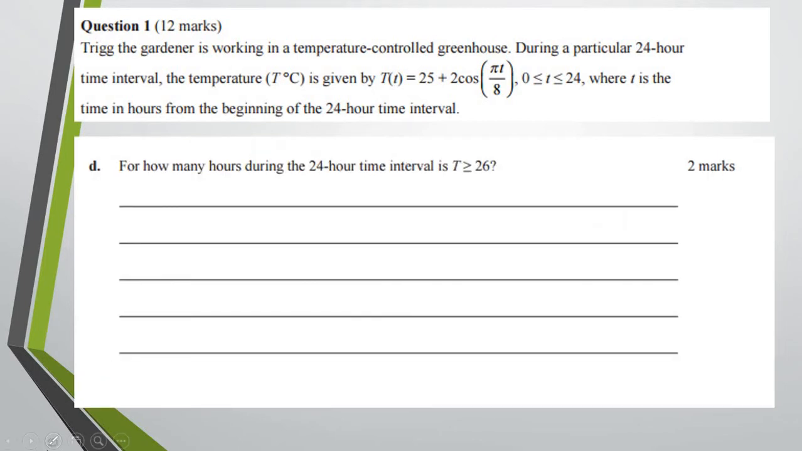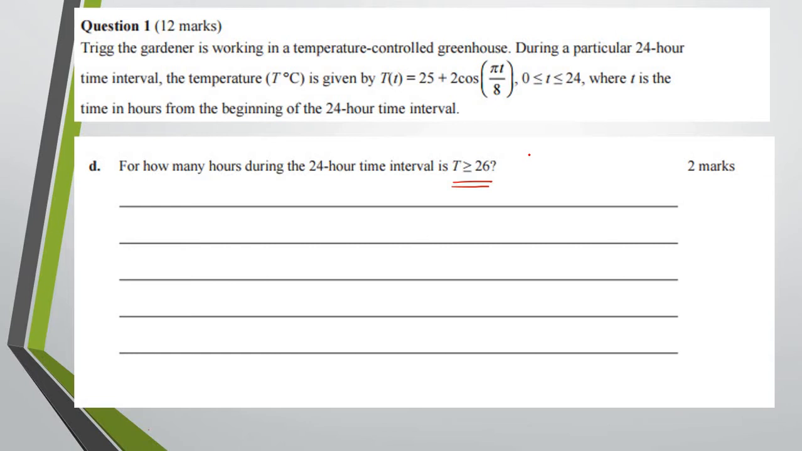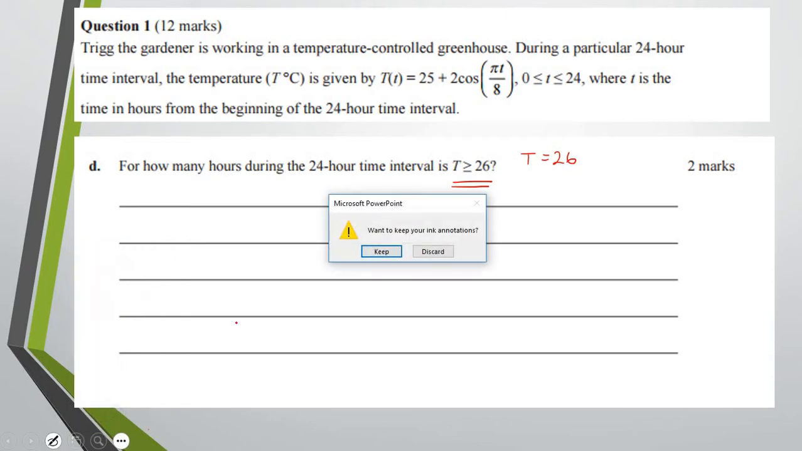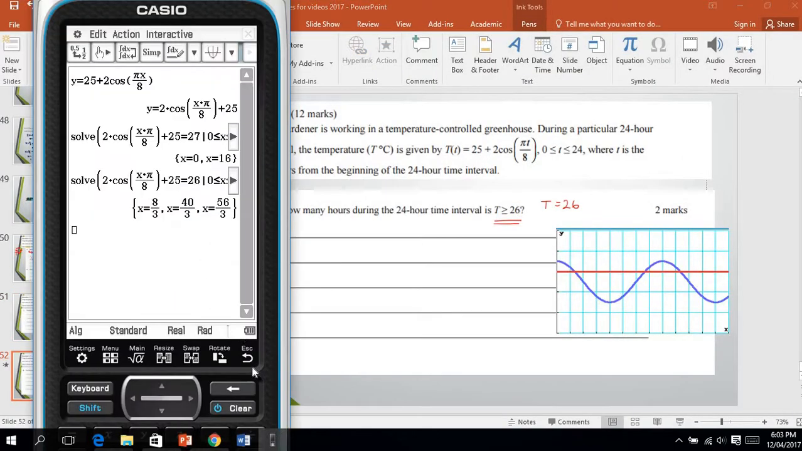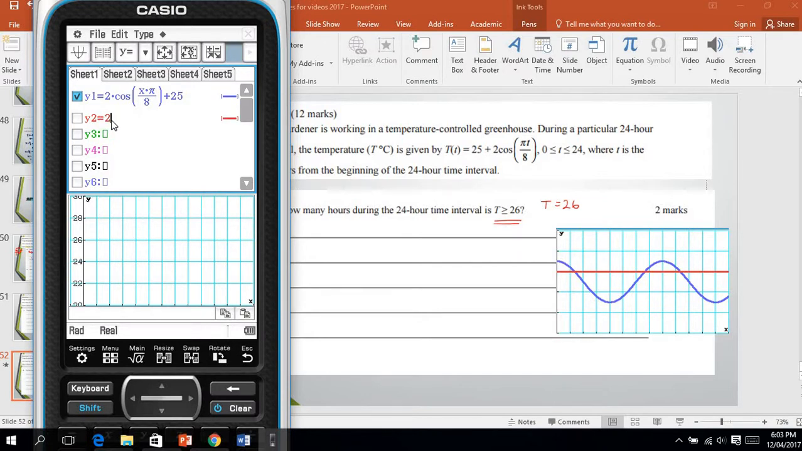Now we want to know for how many hours during the 24-hour time interval is t greater than or equal to 26. Once again, using your calculator is really useful. So let's pop this into our calculator. In this case, I would recommend graphing it. Okay, we want to know if we can substitute where t is equal to 26, we'll be able to see this graphically. So in our calculator, if we go into the graph menu once again, we can type in where t is equal to 26.